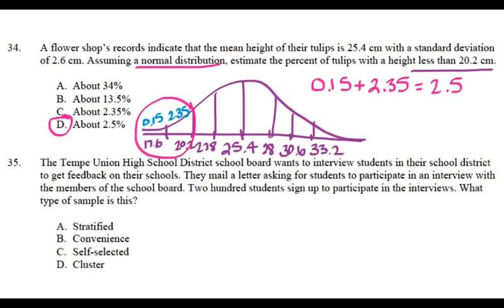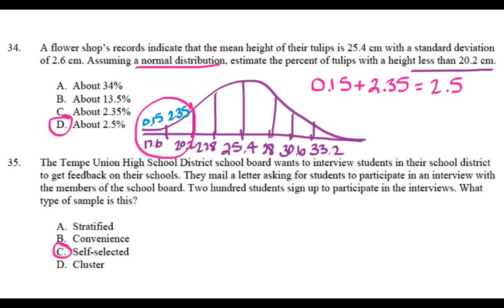Alright, the Tempe Union High School District School Board wants to interview students for their school district to get feedback on their schools. They mail a letter asking for students to participate in an interview with the members of the school board. 200 students sign up to participate in the interviews. What type of sample is this? This is a self-selected sample, which I think is pretty obvious with the way that this question is worded. But let's go over the definitions of these.